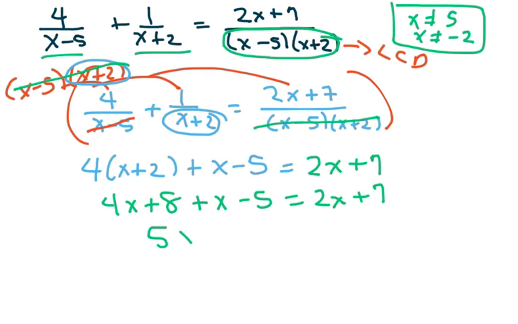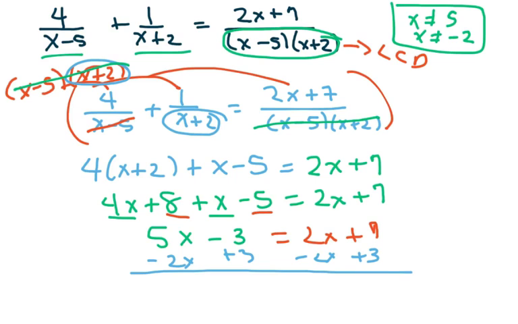I get 5x from this piece and minus 3 from these two equals 2x plus 7. So I'm going to subtract the 2x and add the 3. And I'm left with 3x equals, when I add the 3 I get 10. So x is 10/3.